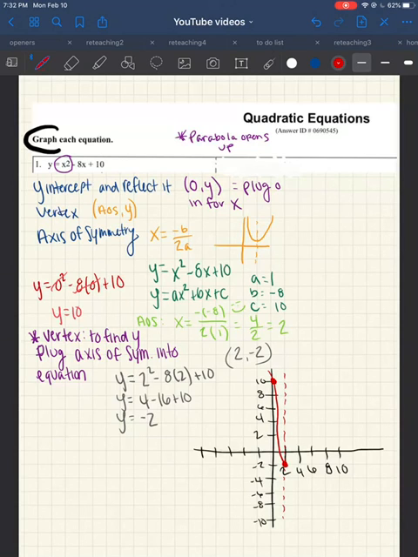To find that other point, all I have to do is reflect my y-intercept. So it went over 2 and up 10. So I'm going to go over 2 from my axis of symmetry and then up 10. So here we go. Got a very narrow graph, parabola, that opens up. And if I were to fold that, those y-intercepts would match right up. That's why I'm allowed to reflect that.